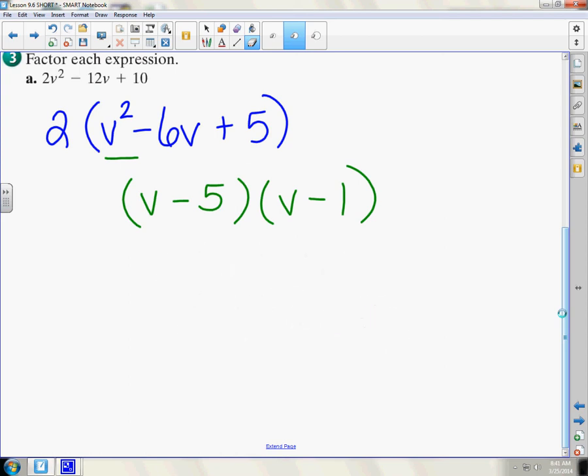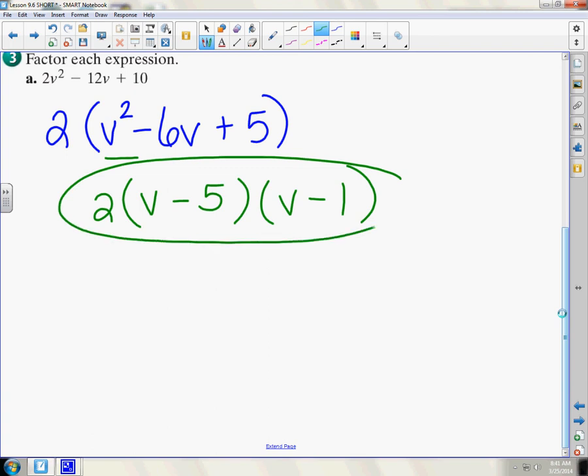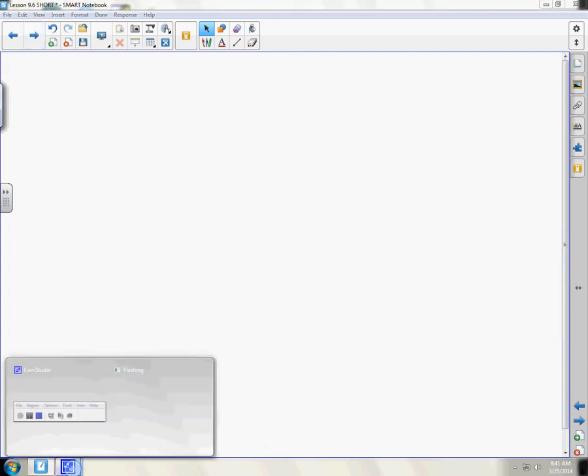However, I need to add back on my 2 at the beginning. So right there, I have factored out a monomial of 2, and then I factored the inside parentheses. All right, that's it for your notes.